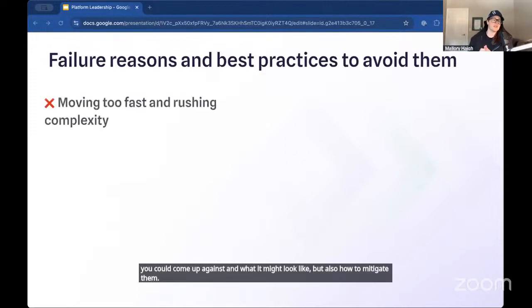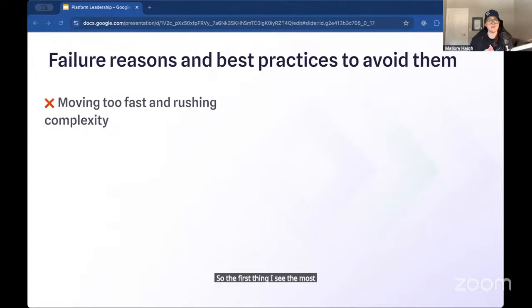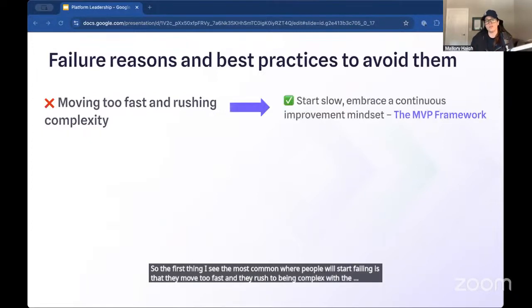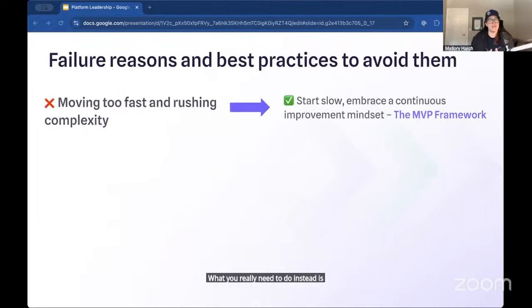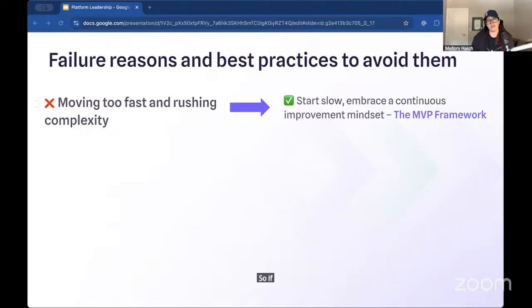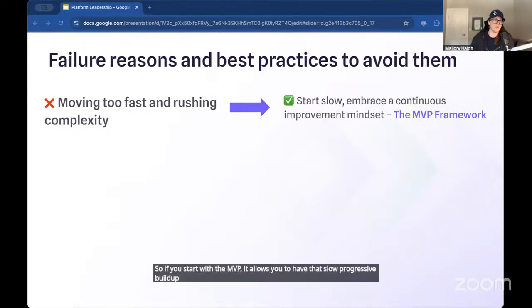So the first thing I see the most common where people will start failing is that they move too fast and they rush to being complex with the platform. What you really need to do instead is start very slow, embrace this mindset of continuous improvement. And this is something we do inside of the MVP framework, which I want to touch on today. But what's important to understand here is that you need to do things as low risk and as sustainably as possible, but continue showing value, and you need to do that quickly. So if you start with the MVP, it allows you to have that slow, progressive buildup of momentum while quickly proving value. And I'll show you how to do that.